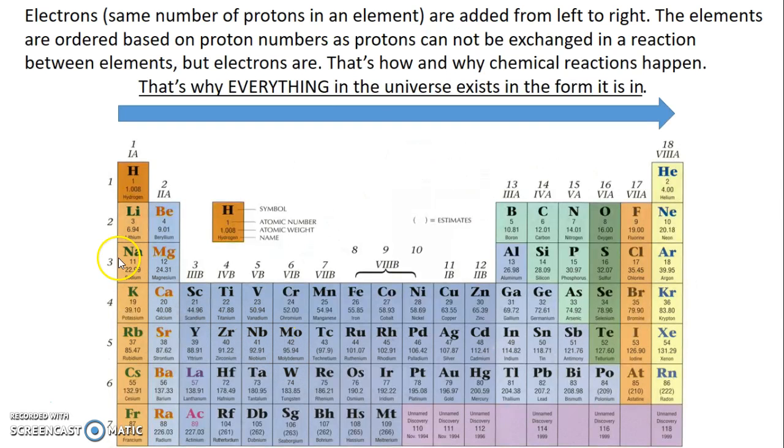That's it for today. What we've talked about is there are protons, neutrons, and electrons. Protons and neutrons are in the center. Electrons are going around the outside. That is called the Bohr model, and you're going to have to learn to write that.